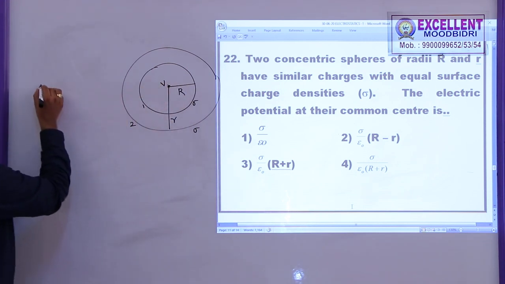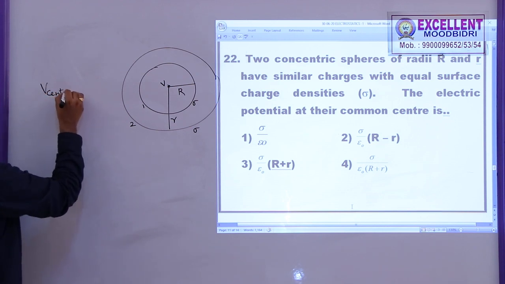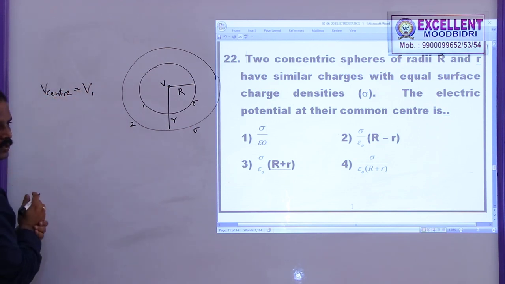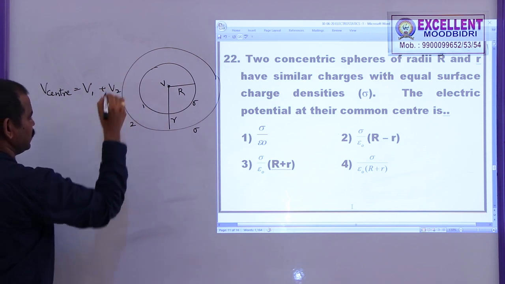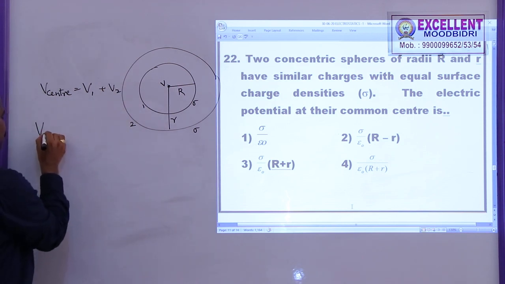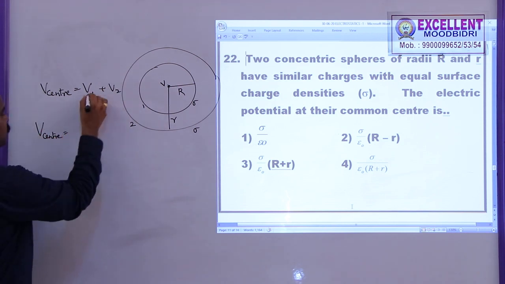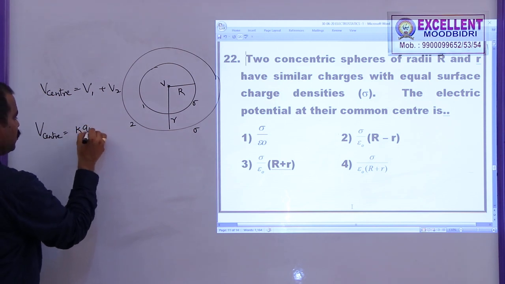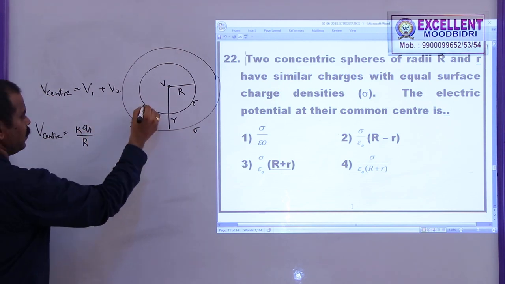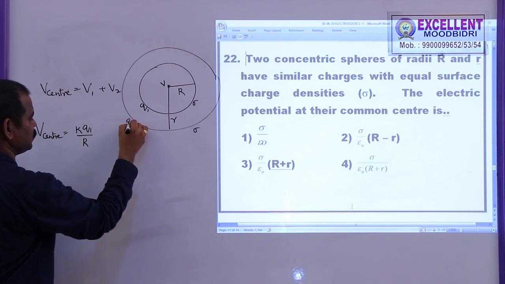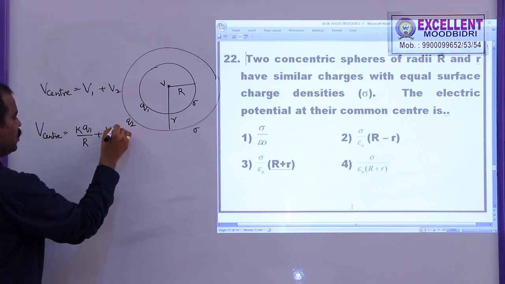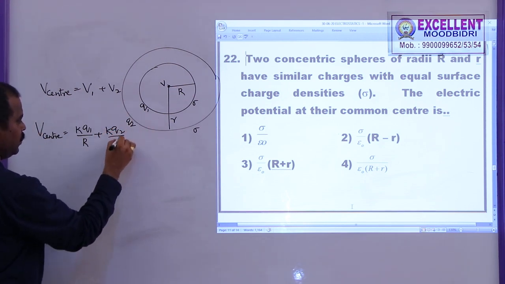The potential at the center is given by the potential due to the first surface plus the potential due to the second surface. So V at the center is given by, what is the potential formula? K Q1 by bigger R, where let us say the charge on this one is Q1, the charge on this one is Q2, plus K Q2 by smaller r.